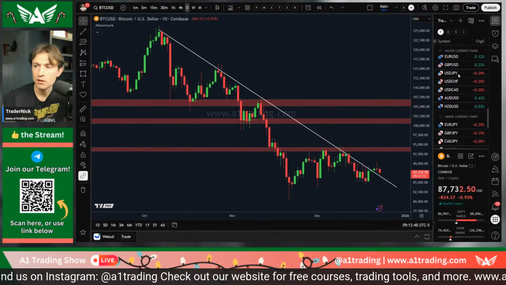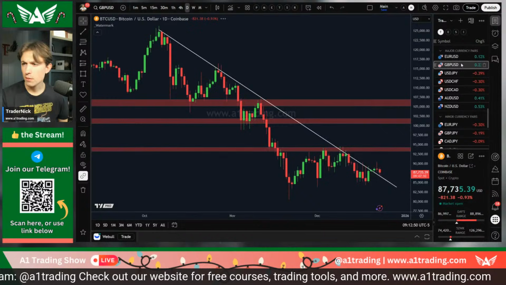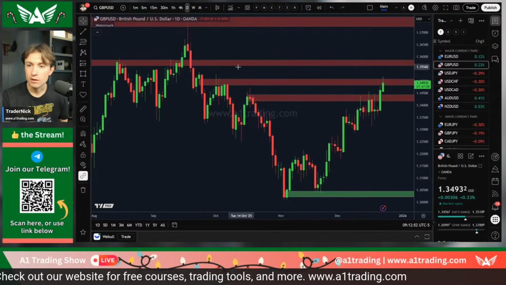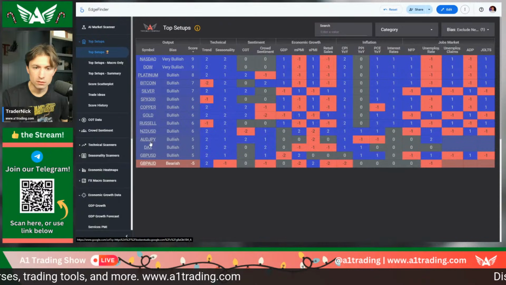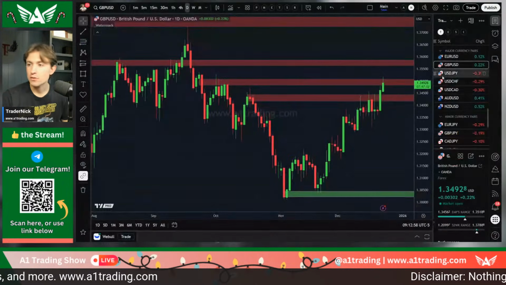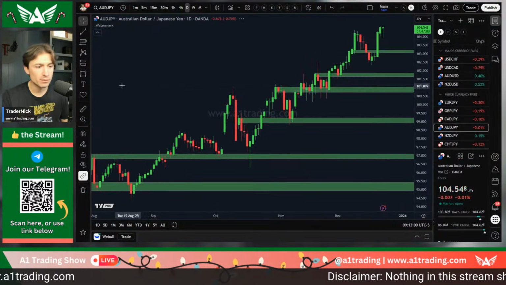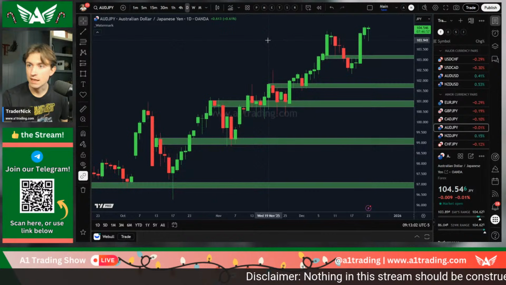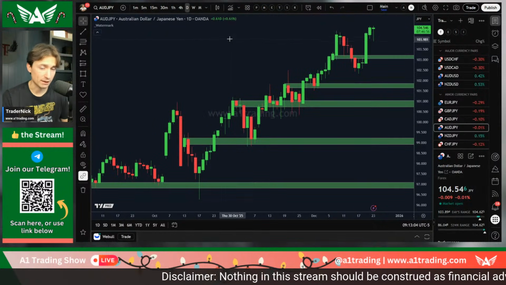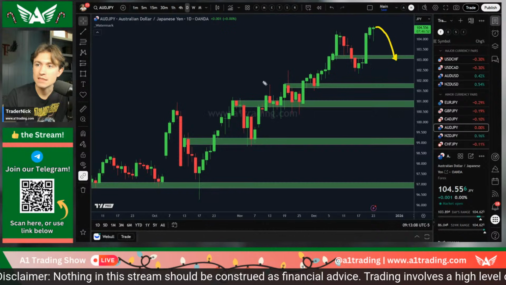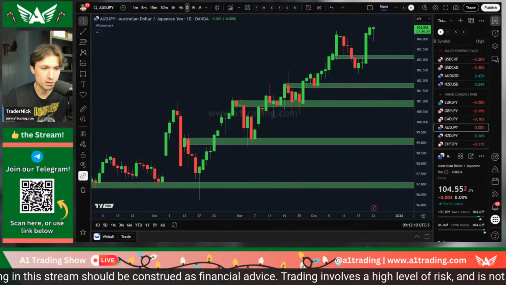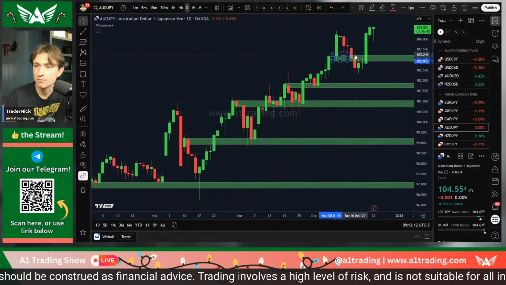In terms of currency setups, saw pound dollar getting a strong reading on Edgefinder. Very interesting to see that. Aussie yen also getting a strong reading. There's someone in the chat who's been asking about Aussie yen every day. Aussie yen looks really strong, man. Really, really strong. If we were to get pullbacks on this one, I like the idea of potentially joining the trade. Let me adjust my support levels here a little bit.